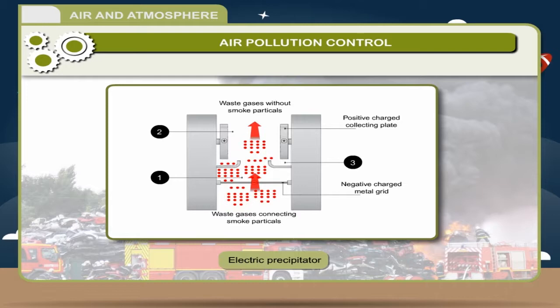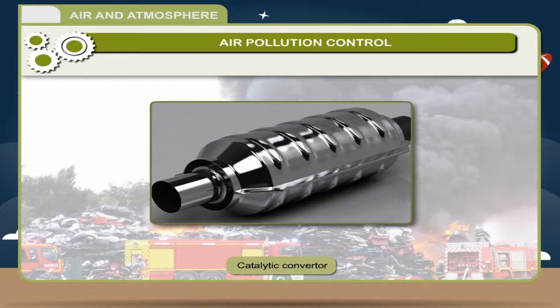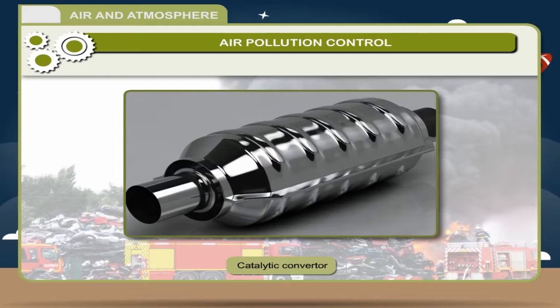Automobile emission can be checked by installing a device called a catalytic converter. It converts unburned hydrocarbons and carbon monoxide gas into harmless water vapor and carbon dioxide gas.